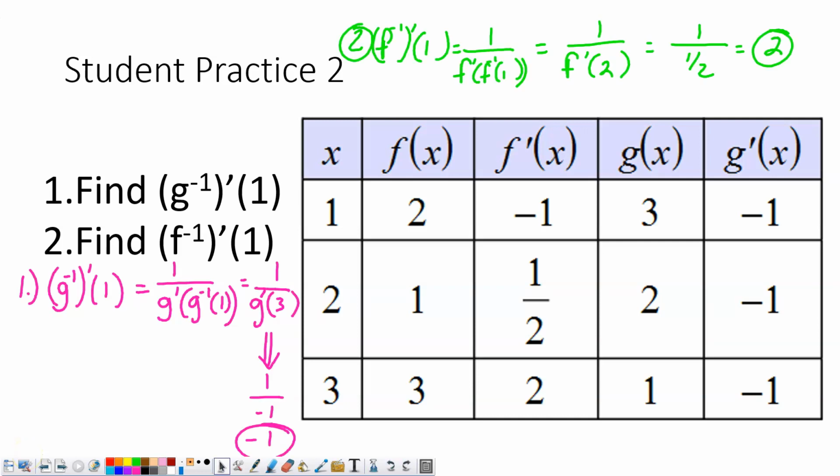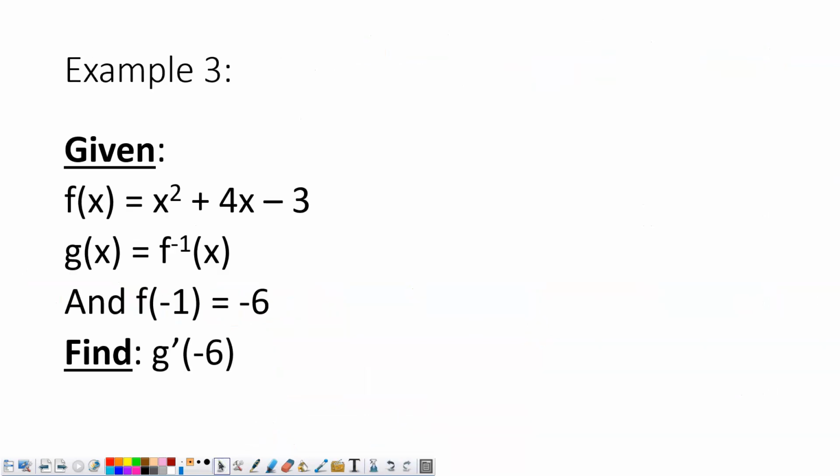I'm a little disappointed in these answers. They come out to be the same answers we got on the last one, just by coincidence. Sometimes the software I use to make these problems is not very creative. But the answer number 1, as you can see, is -1. And the answer number 2 is 2. All right, so that is that.